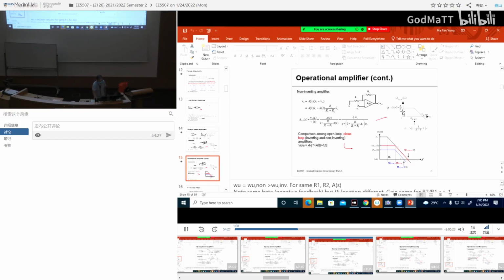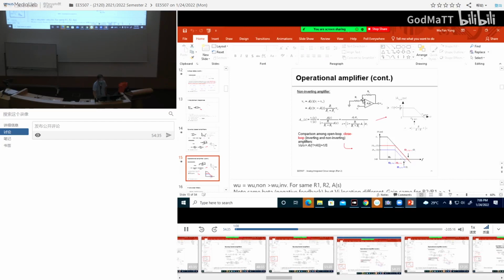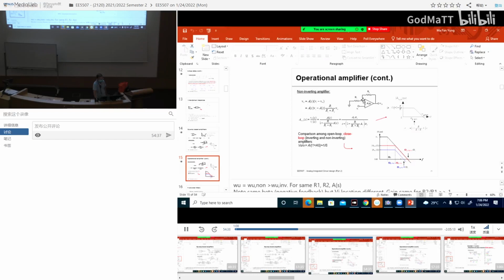For the non-ideal op-amp, you do the same thing. This voltage VI minus this voltage, and this voltage is V out divided by A. And then you just analyze it in the same way. So interestingly, if you compare the two types of amplifier, inverting and non-inverting, the first one we analyzed was inverting, and this is non-inverting. If you compare, you find that they look like this.